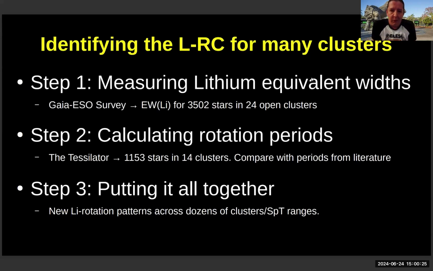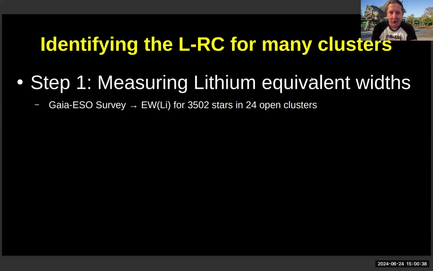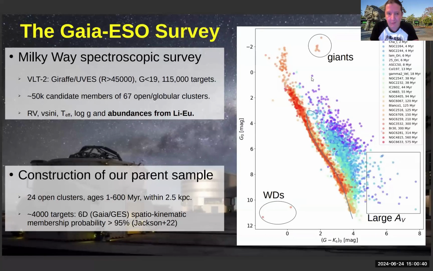So what do we do? Well, it's quite simple. We have to measure lithium equivalent widths in many clusters. We need to measure rotation periods from somewhere and then simply put it all together. And that's all there is to it. So step one, measure the lithium equivalent widths.